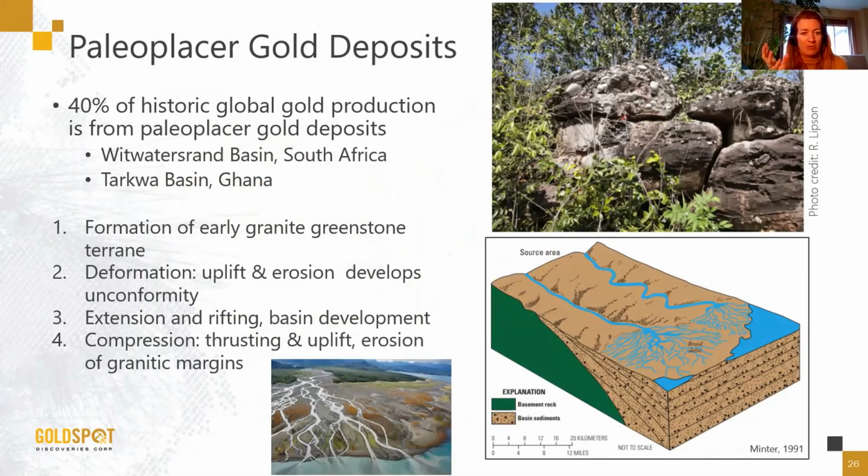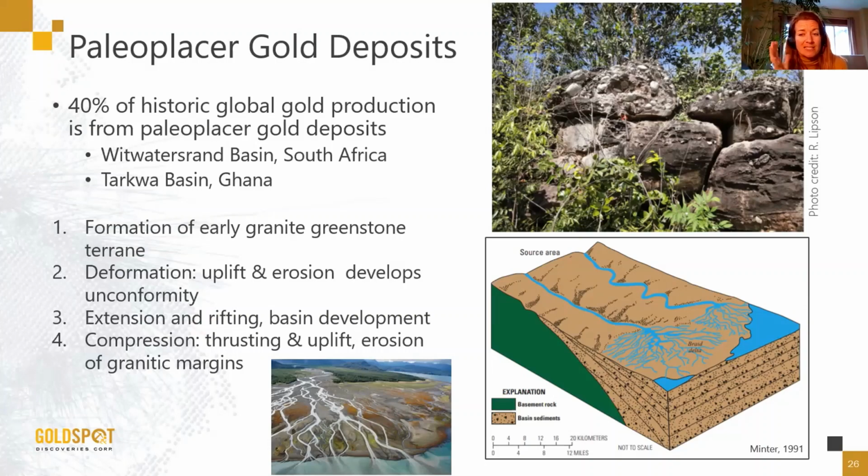So first we have the formation of an early granite greenstone terrain. Then there's deformation, including uplift and erosion to develop an unconformity. Then there's extension and rifting in developing a basin. And finally, there's compression, including thrusting and uplift and erosion of the granitic margins.